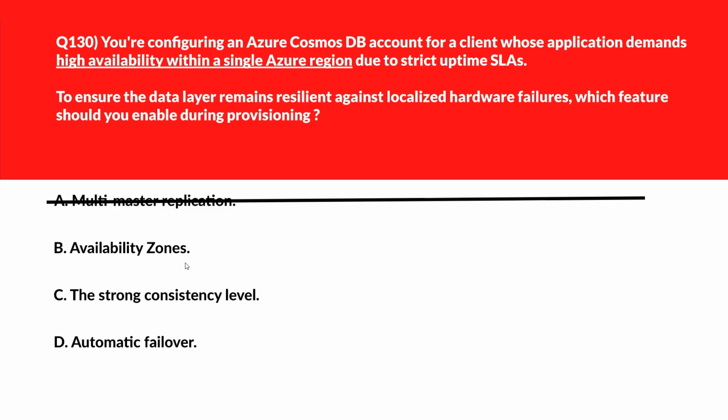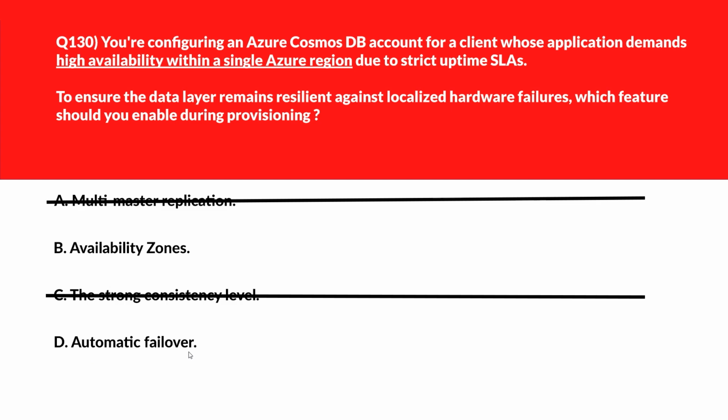B says availability zones. Availability zones provide redundancy within an Azure region by placing replicas in isolated failure resistant zones. Let's keep it. We'll move to C. C says the strong consistency level. Strong consistency level enforces strict read or write order but doesn't contribute to redundancy within an Azure region. Wrong choice. We'll move to option D.